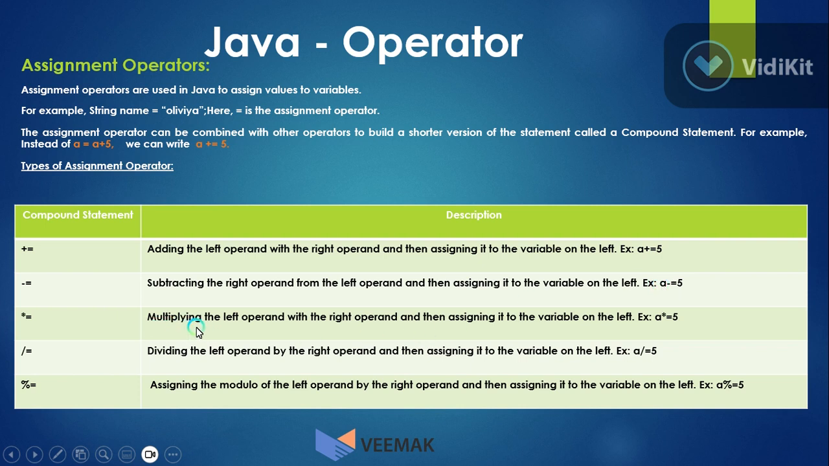Multiplying the left operand with the right operand and then assigning it to the variable on the left. Same like that, the result will be assigned to a. Backslash equal to divides the left operand by the right operand, then assigns it to the variable on the left. The modulo equal to is finding the remainder and assigning the value to a, the modulo of the left operand by the right operand, and then assigning it to the variable on the left.